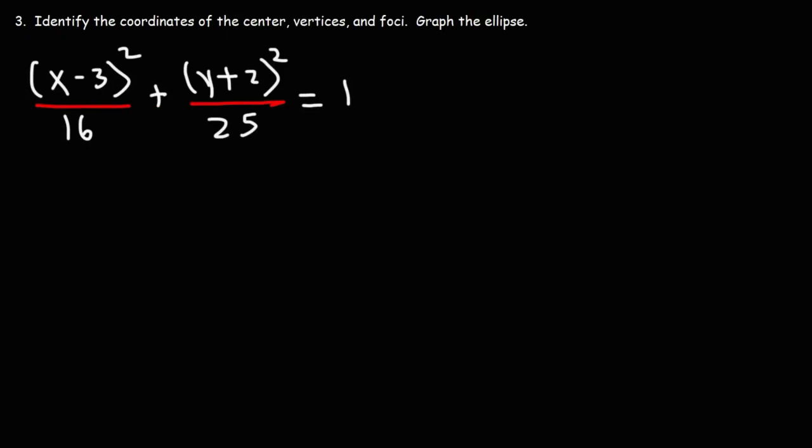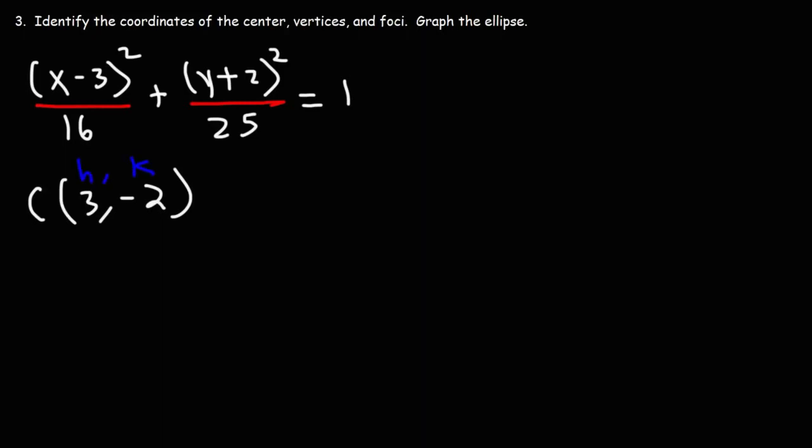Number 3, identify the coordinates of the center, vertices, and foci, and then graph the ellipse. So the center is going to be h, comma, k. Here we have x minus 3. H is simply going to be 3. You just need to change the sign. Here we have y plus 2, so k is going to be negative 2. So that's h and k in this problem.